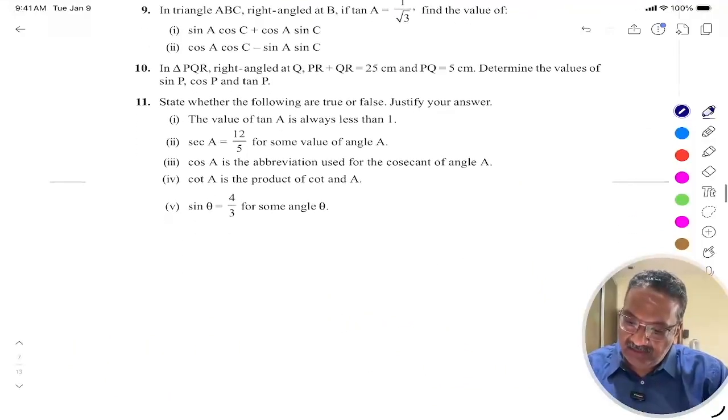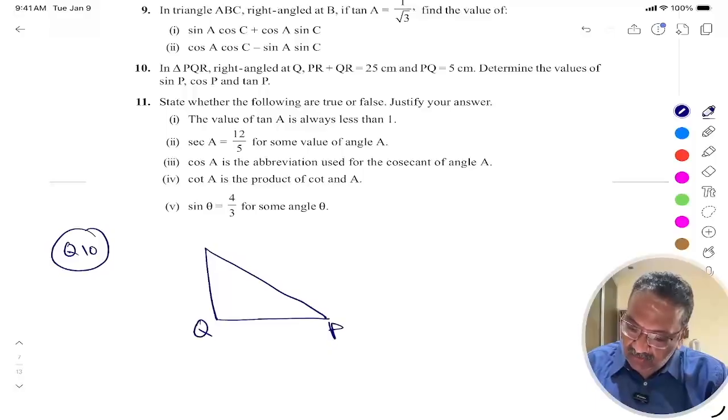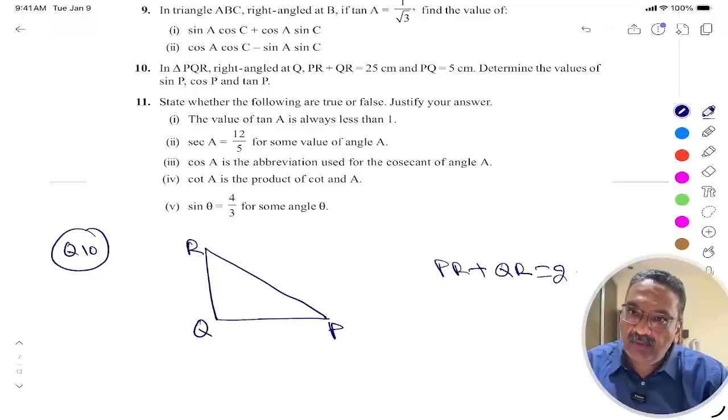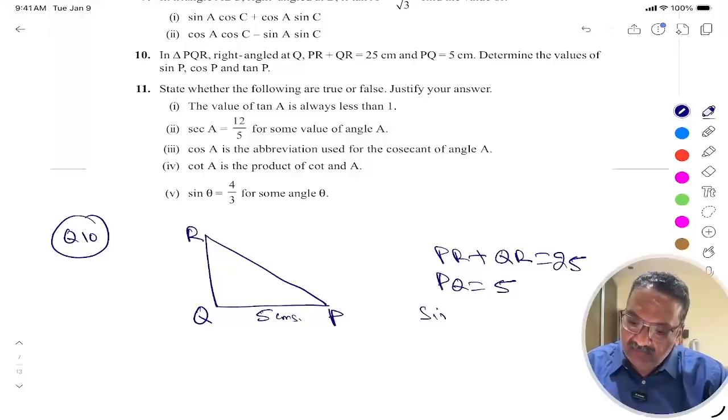Tenth question. What does it say? In triangle PQR, we have a right angle at Q. So this is Q, this is triangle PQR. PR plus QR is equal to 25 and PQ is equal to 5. PQ is 5 centimeters. Determine the value of sin P, cos P and tan P.